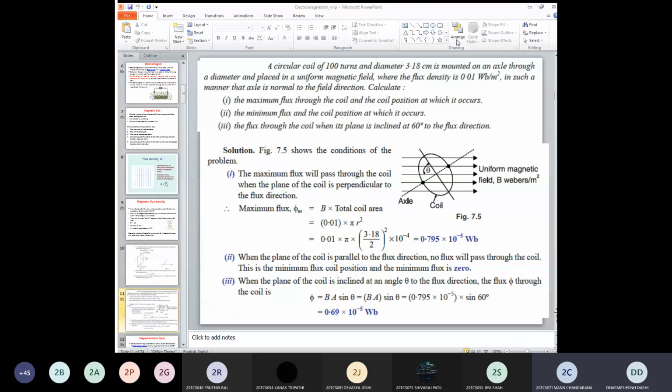B is given, 0.01 Weber per meter square. Is area given or not? No, it is not given. But diameter of the coil is given. It is 3.18 centimeter. So area of the circular coil is what? Pi r square. D is the given diameter, so radius is D by 2. It means 3.18 in centimeter, convert into meter. So 3.18 into 10 raised to minus 2 meter. So what is the answer? Phi m, maximum flux passing through the coil when both are perpendicular.